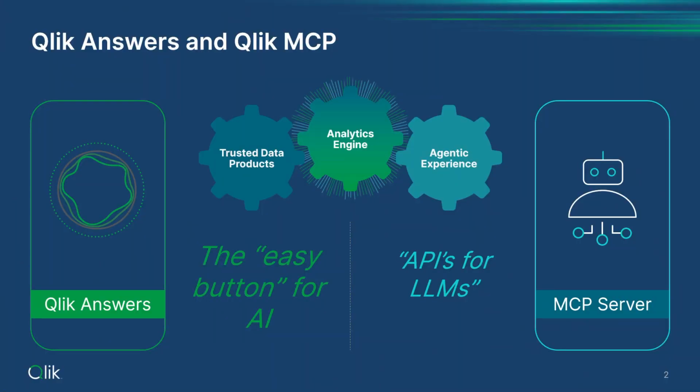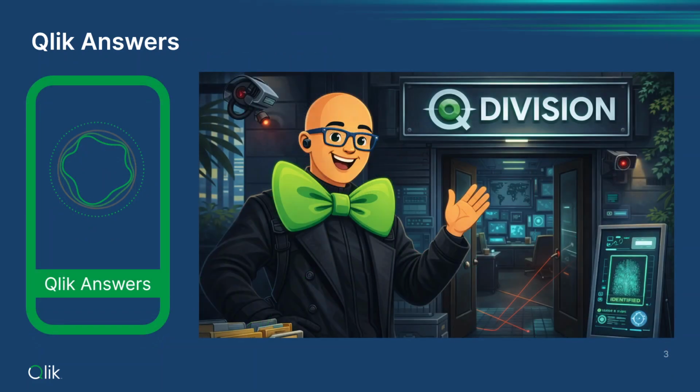Before I get started, let's make sure you're even in the right classroom. You see, on February 10th, Qlik released two distinctly different agentic solutions: Qlik Answers and Qlik MCP. Qlik Answers is kind of like the easy button for AI. Think of it as a simple chat interface to ask natural language questions within your Qlik Talent Cloud tenants about your unstructured and your structured data.